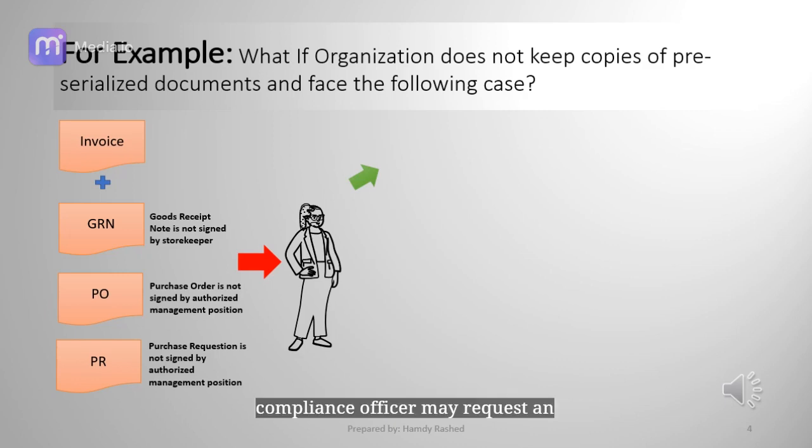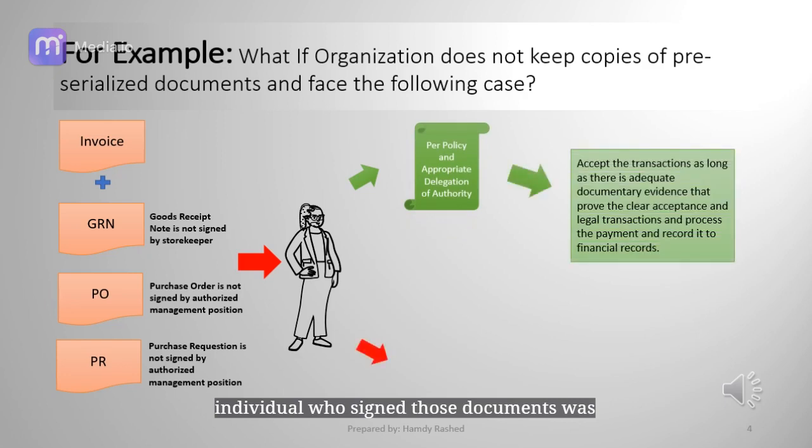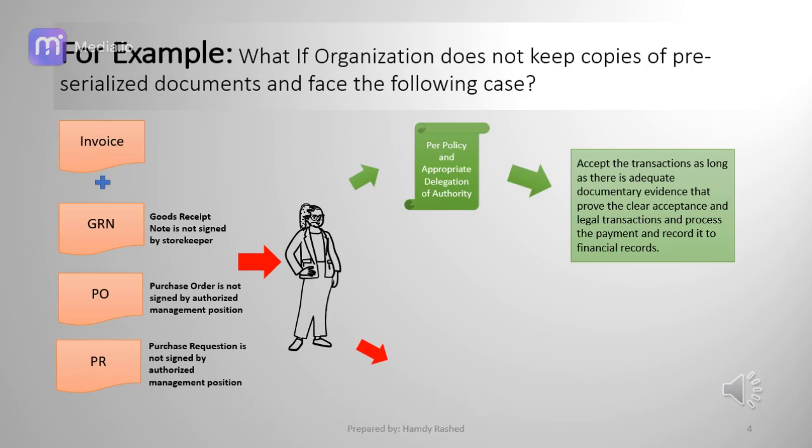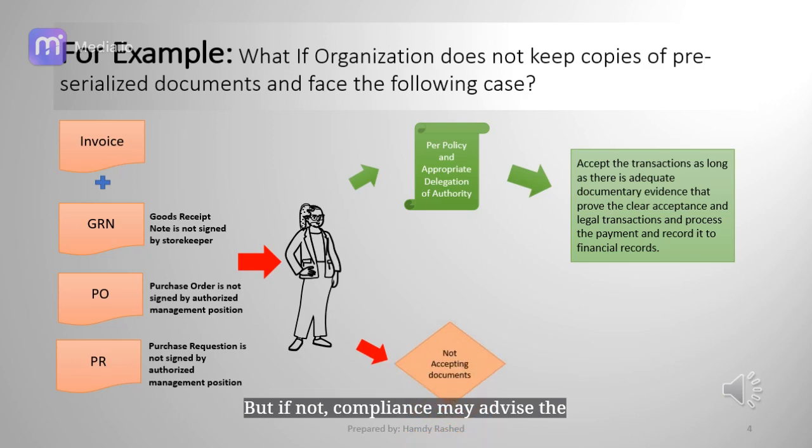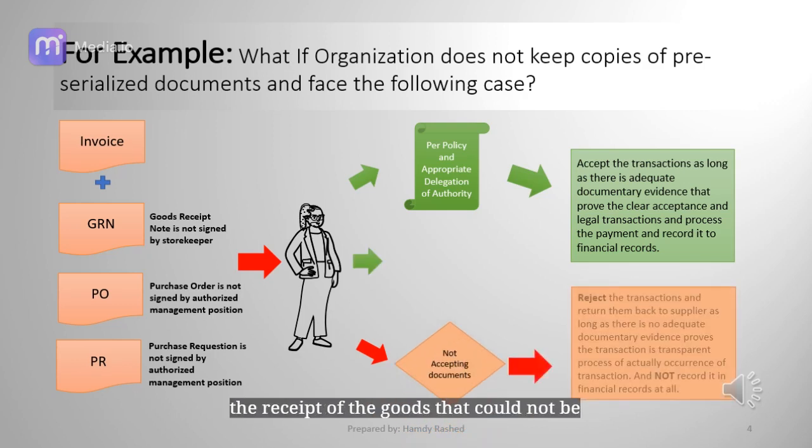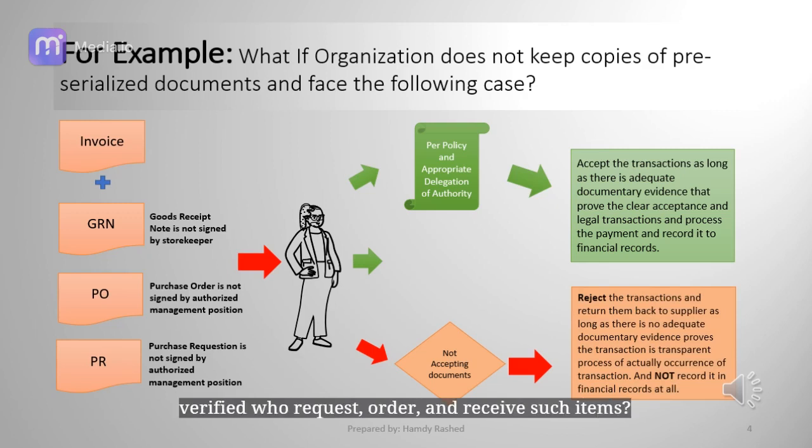Compliance officer may request an accountant to ensure whether the individual who signed those documents was properly delegated by the authorized person and that delegation was at the appropriate level of management. If so, compliance can advise the accountant to record such a transaction. But if not, compliance may advise the accountant to not pay the invoice or accrue the receipt of the goods that could not be verified, or who requested, ordered and received such items.